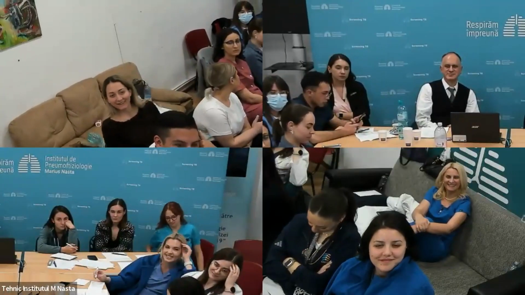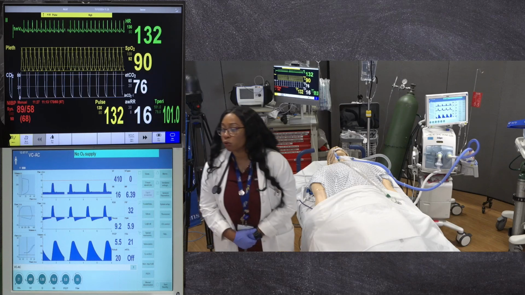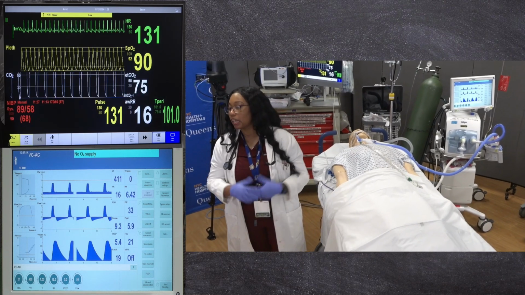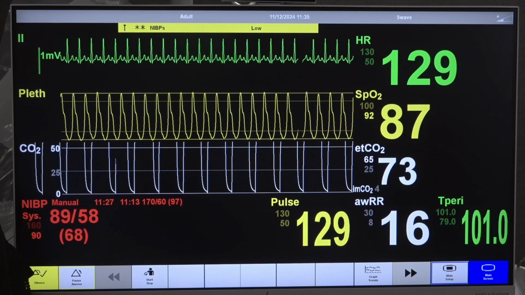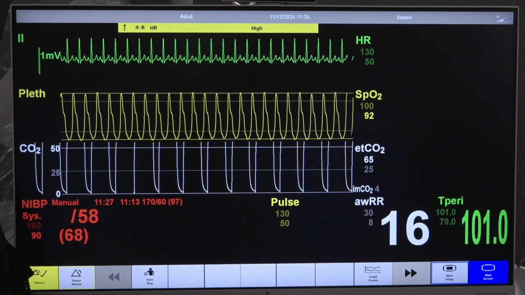Okay, I-Team 3. Doc, I'm having an issue. The saturation is dropping. As I listen to breath sounds, I hear wheezing, I hear rhonchi. The patient is desatting. He's 87 now, his heart rate is 130. Increase the volume to 100%.